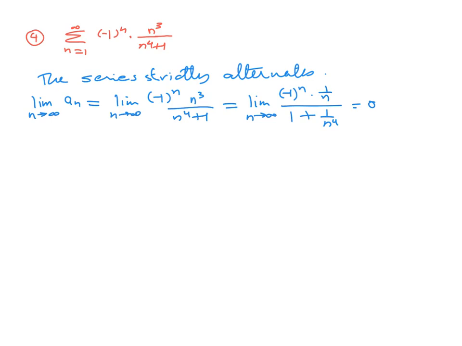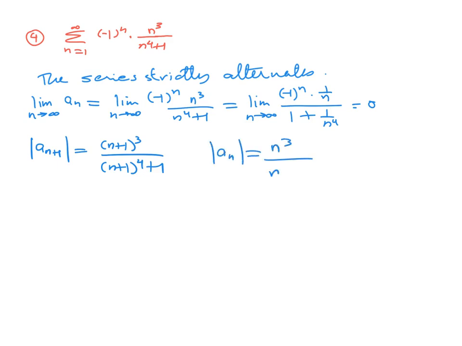The last thing I need to do is look at the absolute value of a sub n plus 1, which again gets rid of the negative 1 to the n part. So it's n plus 1 cubed over n plus 1 to the 4th plus 1. And then the absolute value of a sub n is n cubed over n to the fourth plus 1. So I want to be able to make a comparison between this expression here and this expression here. My hope is that this is smaller than this.